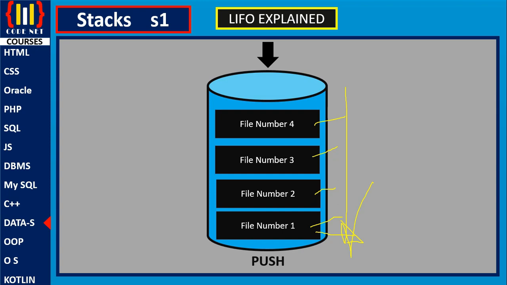Now, can we remove file 1 as the very first file to be removed? The answer is no. Why? Because how would we even remove this file? This file should be removed first, followed by this file, then this file, then this file will be removed. This is LIFO, last in, first out. This was the last file to be inserted, and it will come out as the very first file to come out. Last in, first out.